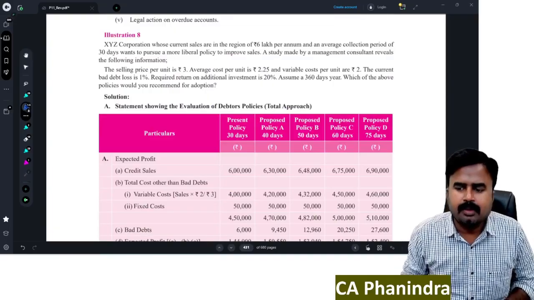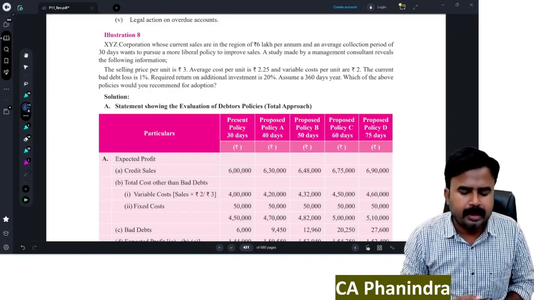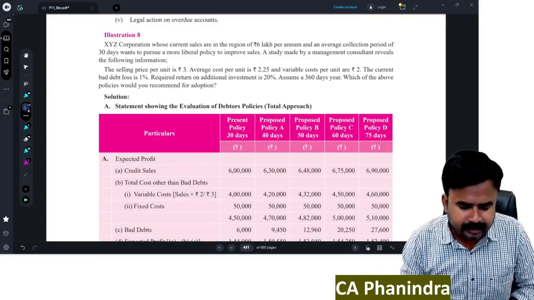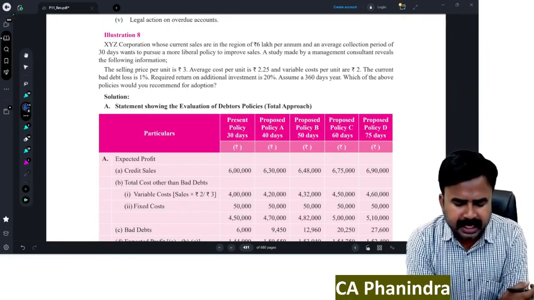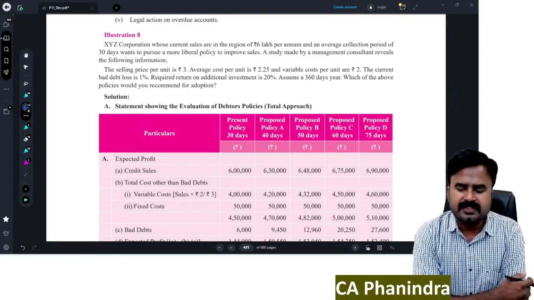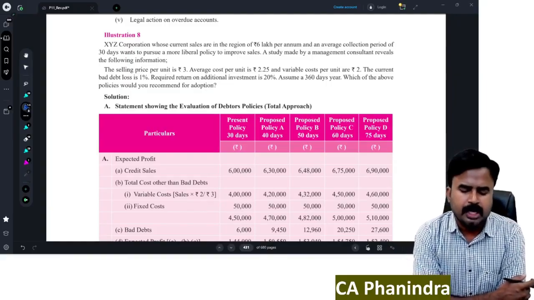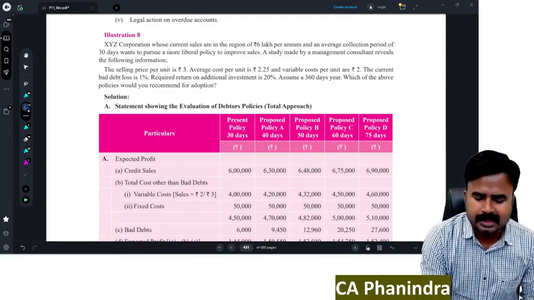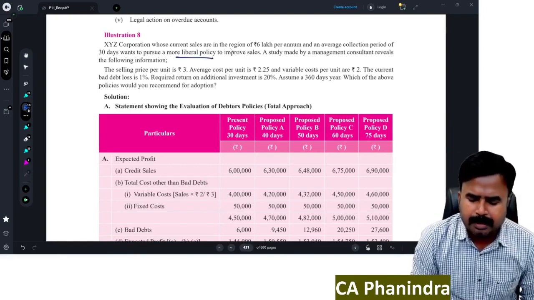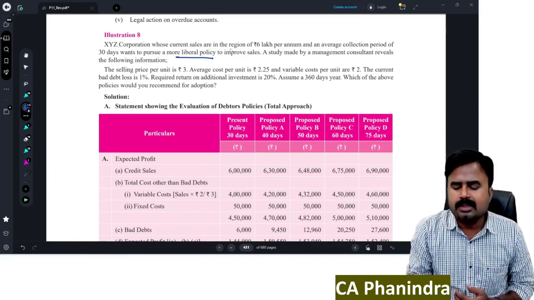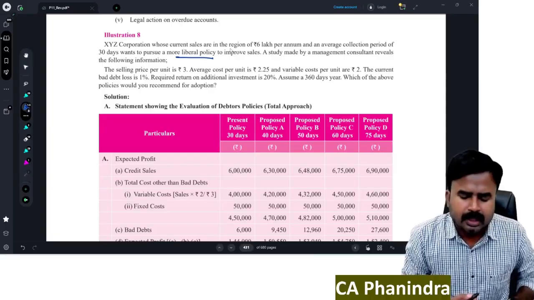Now let us handle one problem related to this concept. Illustration number 8. XYZ Corporation, whose current sales are in the region of 6 lakh rupees per annum and average collection period of 30 days, wants to pursue a more liberal policy to improve sales. So while taking this liberal policy, they've taken some examples under this problem.